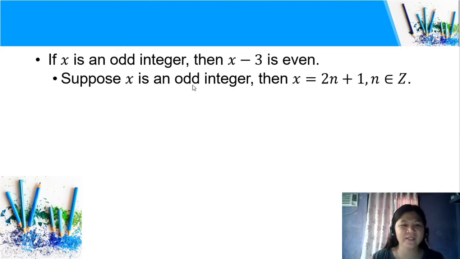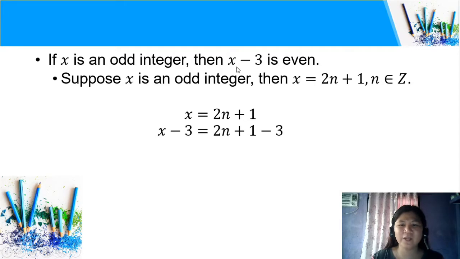So suppose x is an odd integer, then it follows that x is equal to 2n plus 1, and n is an element of Z. So, we start with x is equal to 2n plus 1, and then to derive x minus 3, we subtract 3 from both sides of the equation. So, it will become x minus 3 is equal to 2n plus 1 minus 3 by the addition property of equality. And then, manipulating this, we have x minus 3 is equal to 2n minus 2.